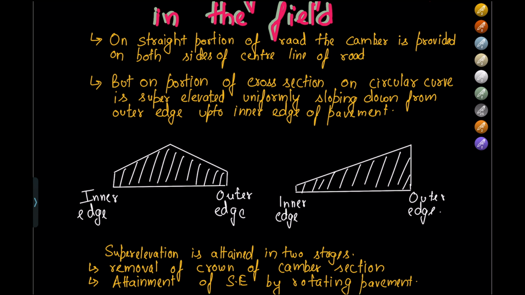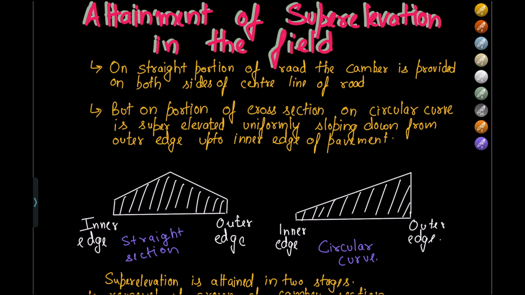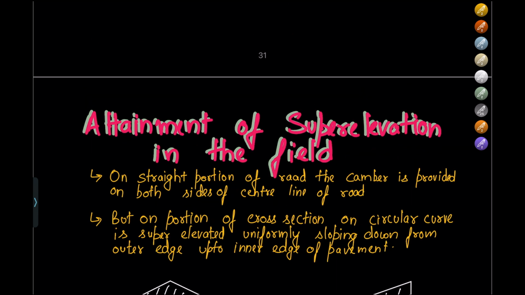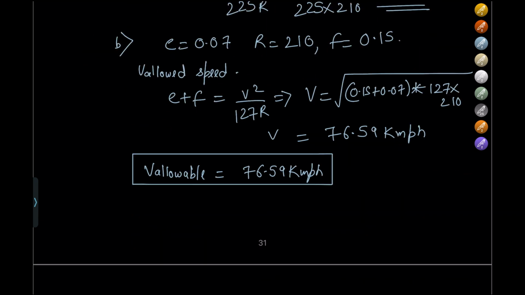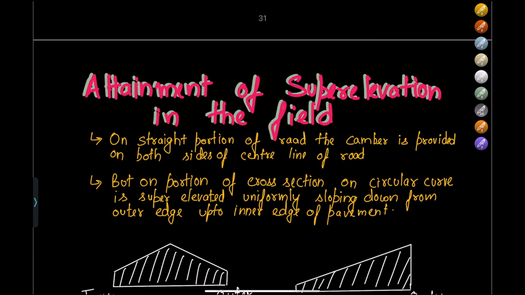This is representing the straight section, and this is the circular curve, right? So on a circular curve, the outer edge is raised to provide sufficient superelevation, as we have discussed in the previous question. This numerical we also have discussed, and in the previous concepts also we have discussed about this.